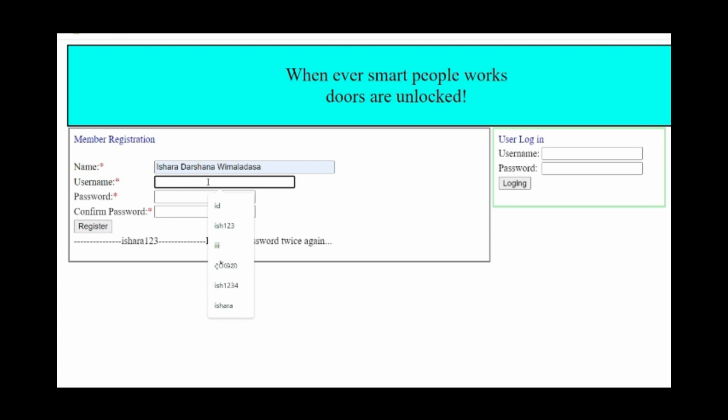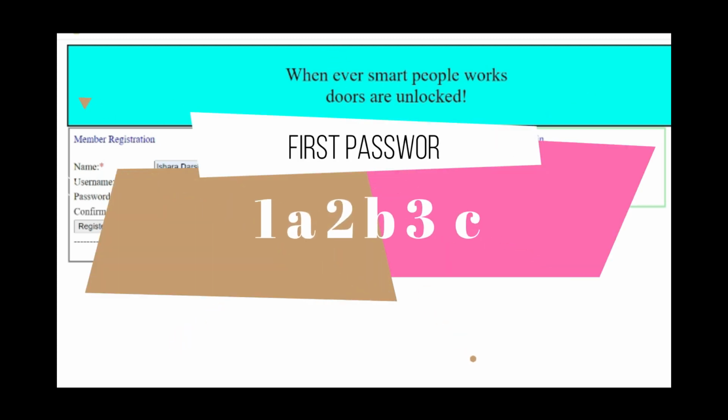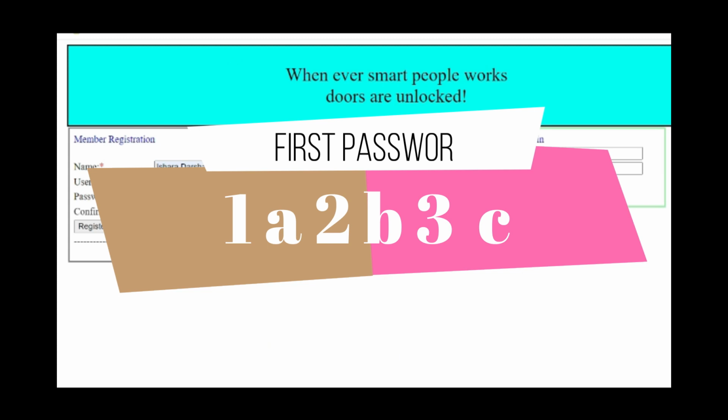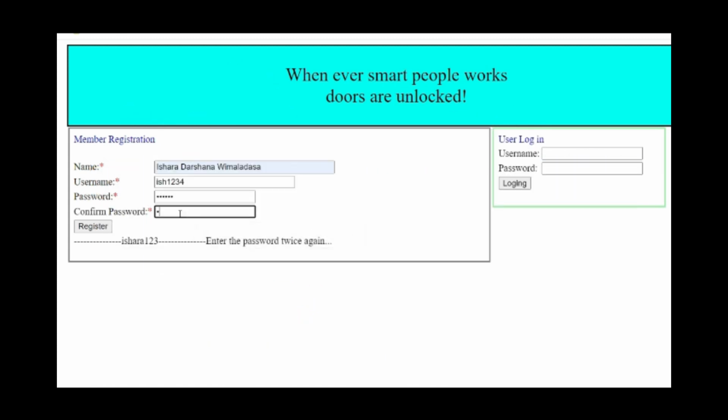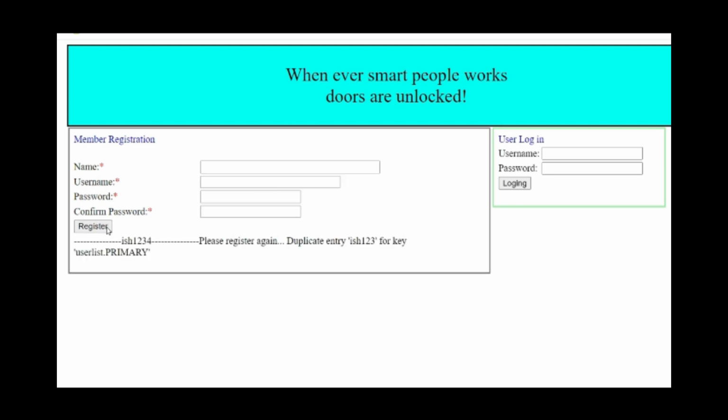Username ISH1234, password 1A 2B 3C, 1A 2B 3C. It says the user is already in the system. Please register again.